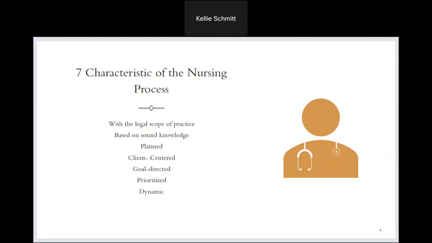The nursing process needs to be client-centered. Nurses need to understand the importance of client-centered nursing care. It supports patient autonomy, and it helps us to provide individualized care to that patient.